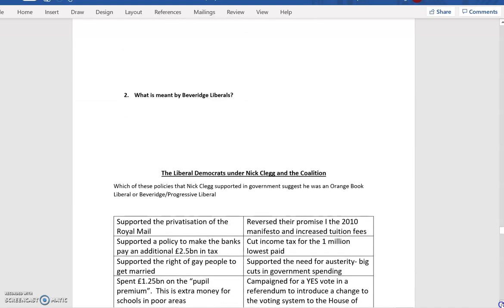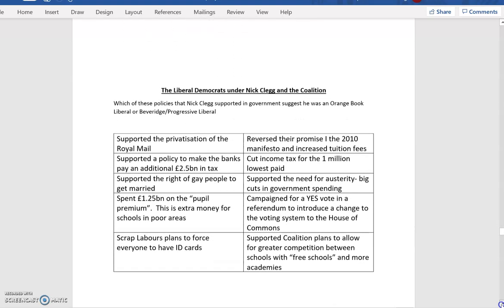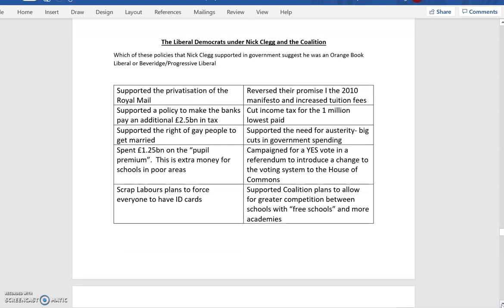And then here we can see some policies of Nick Clegg when he was leader of the Liberal Democrats. As I was saying before, perhaps one reason why Nick Clegg got on quite well with David Cameron, and why some Liberals were more than comfortable to be in that coalition, was because those Orange Book Liberals, you might argue, support the Conservatives on those economic policies. Those policies of Mrs Thatcher were quite attractive to the Orange Book Liberals. It's about removing state control over the economy.